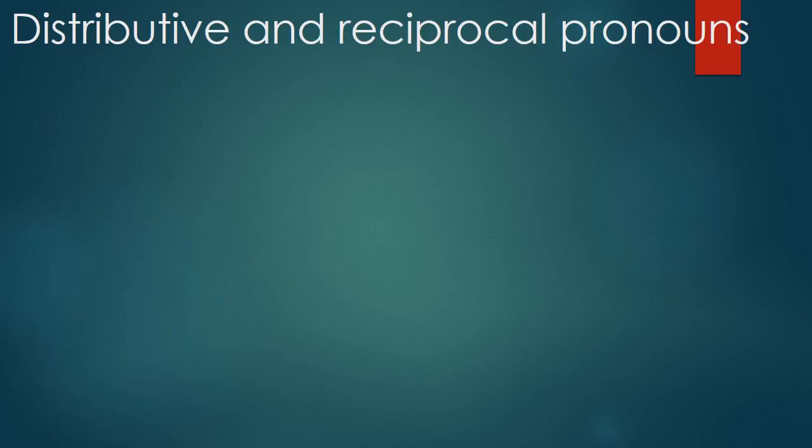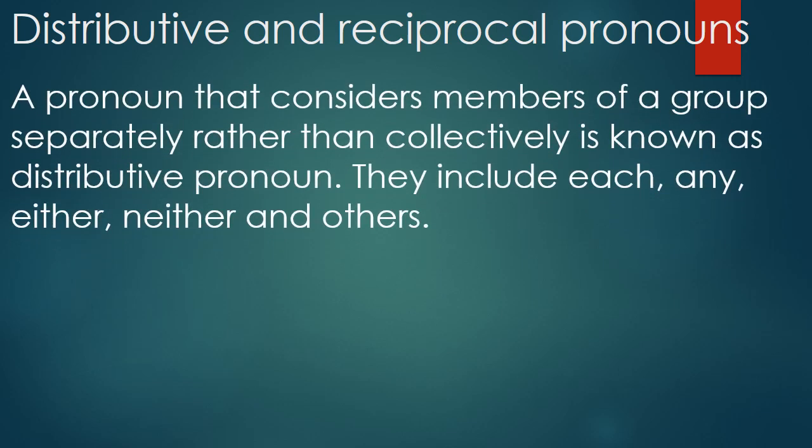Next is distributive and reciprocal pronouns. A pronoun that considers members of a group separately rather than collectively is known as distributive, where the people are distributed. For example, each. Each of you can join me. Any of you can go to the washroom. Either. Either of these students will top the class. Neither. Neither of you will have lunch right now.